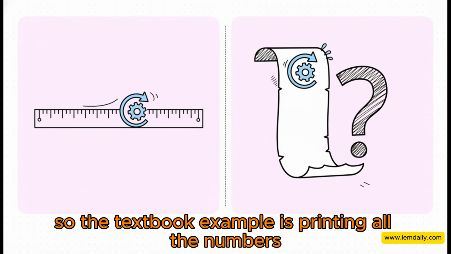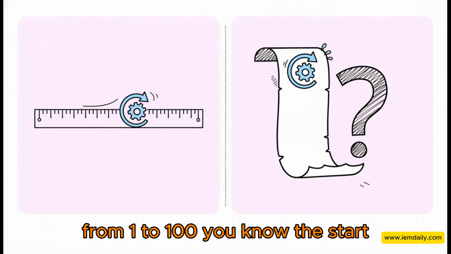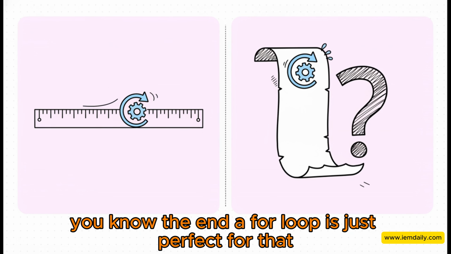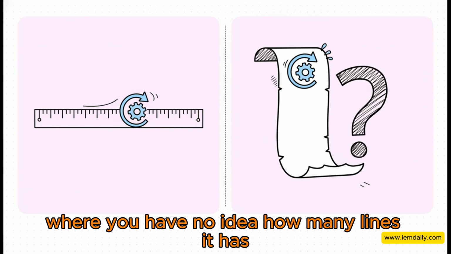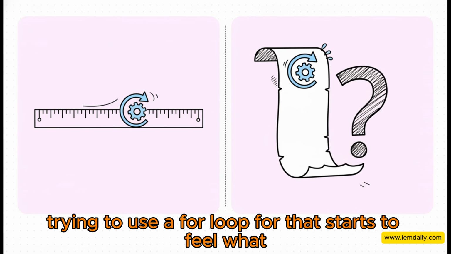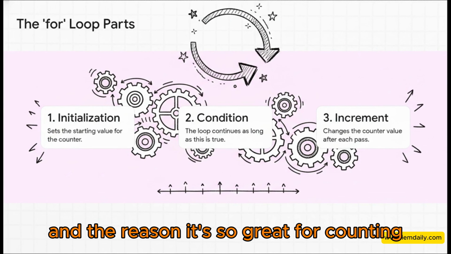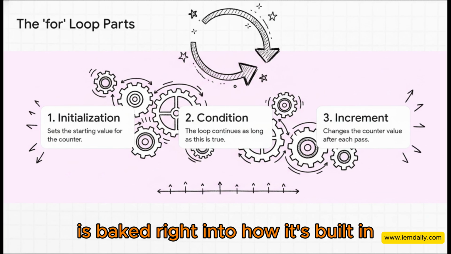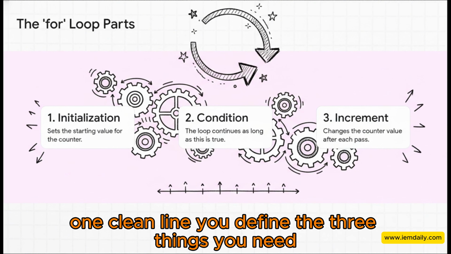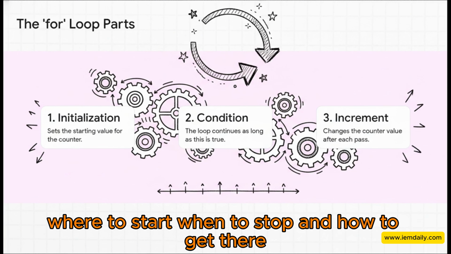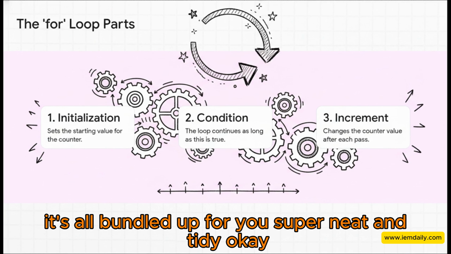So the textbook example is printing all the numbers from 1 to 100. You know the start, you know the end. A for loop is just perfect for that. But what about reading a file where you have no idea how many lines it has? Trying to use a for loop for that starts to feel a little clunky. And the reason it's so great for counting is baked right into how it's built. In one clean line, you define the 3 things you need: where to start, when to stop, and how to get there. It's all bundled up for you, super neat and tidy.